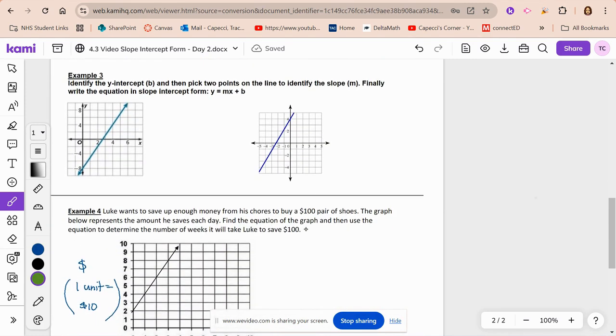Okay, moving on, we're going to practice a couple more. All right, so let's see. We're going to identify the y-intercept, and pick 2 points of the line to identify the slope, and then we're going to write the equation of the line. So again, my y-intercept is equal to -8.